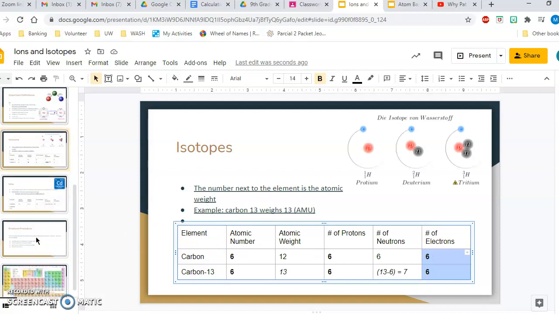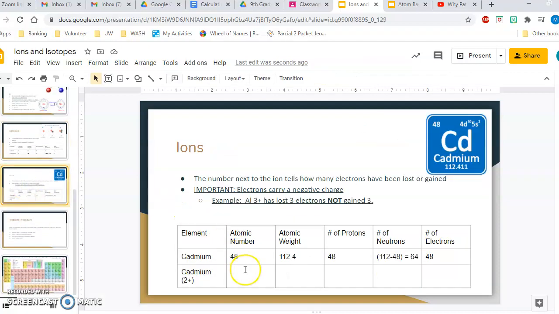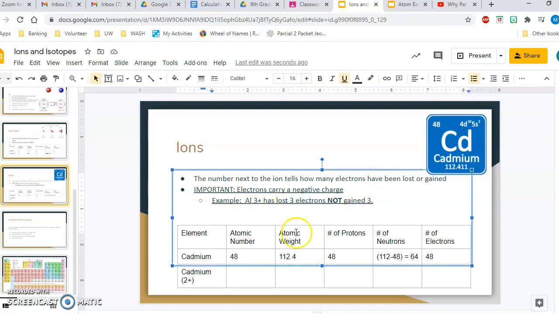Let's look at an example for our ions now. The number next to us tells us how many electrons have been lost or gained from the ion. Again, electrons carry a negative charge. So aluminum, or Al3+, has actually lost 3 electrons, not gained 3.